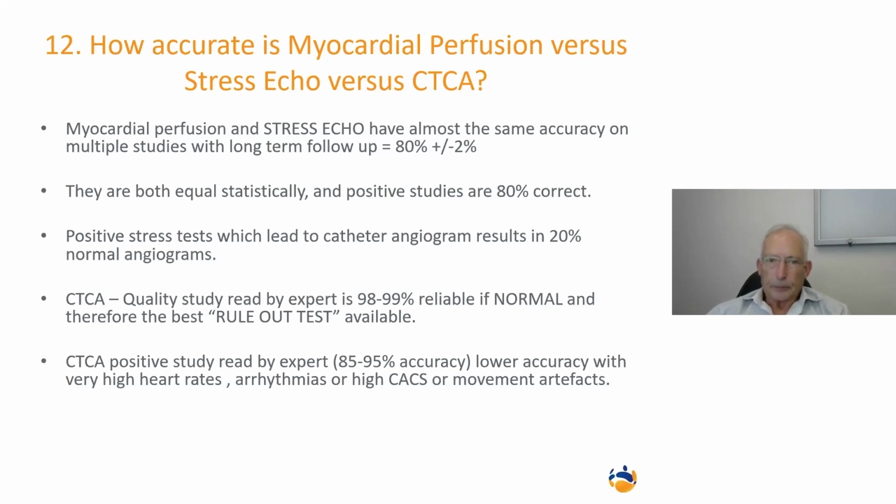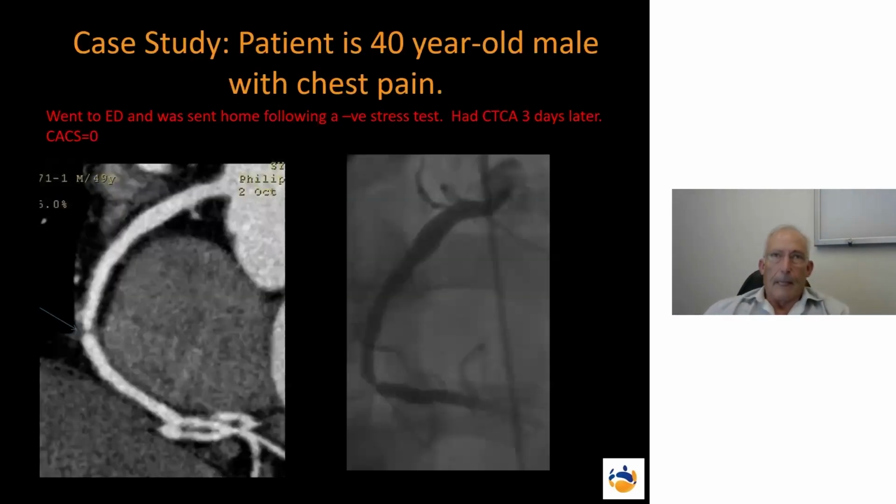And on the MIBI study, you're comparing a rest test to a stress test. And if there's significant ischemia at rest, when you stress the patient, there won't be much change. So the physician will call it a negative test. However, in good centers, CTCA is extremely reliable as a rule-out test. And you can see there the quoting, as Ken said earlier, is upwards of 98%, which is a significantly good result for a rule-out test.